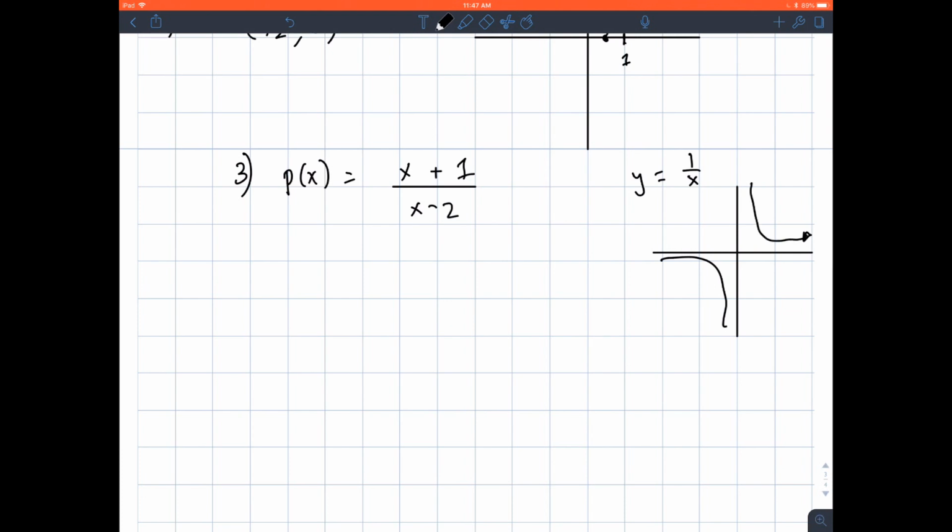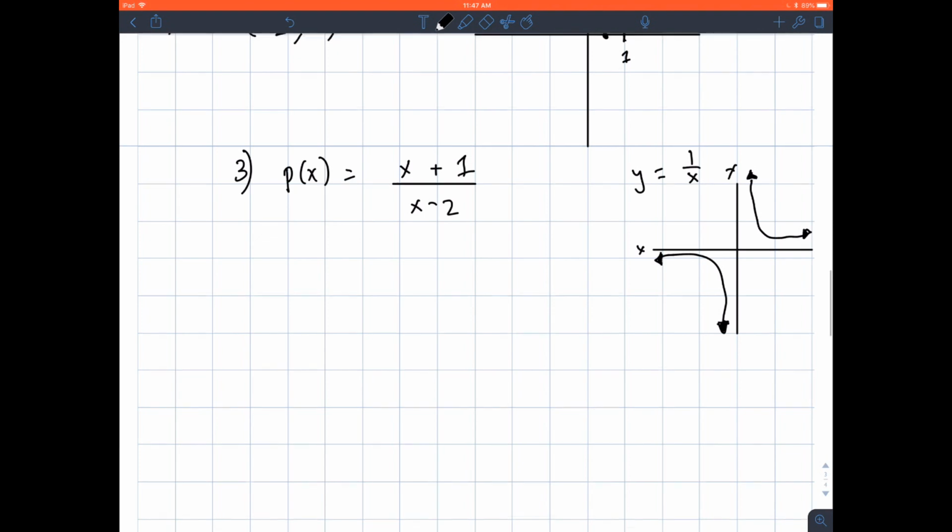Right, something like that. Can't cross x and y. It goes to infinity. This and that. Bada bing, bada boom. Whatever. So let's discuss how we can graph this.